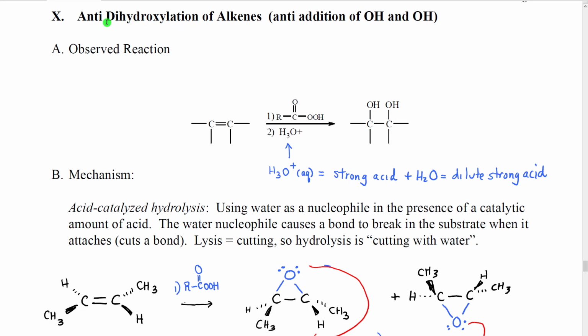We're going to see two other dihydroxylations. Those dihydroxylations will have the syn stereochemistry. This one is characterized by having anti-stereochemistry. The observed reaction looks like this. We start with an alkene, we put in a peroxycarboxylic acid, and then we treat that product with aqueous acid.